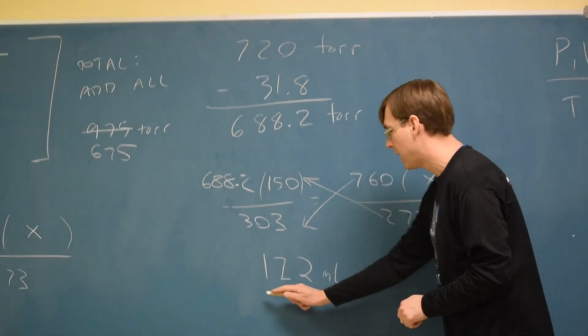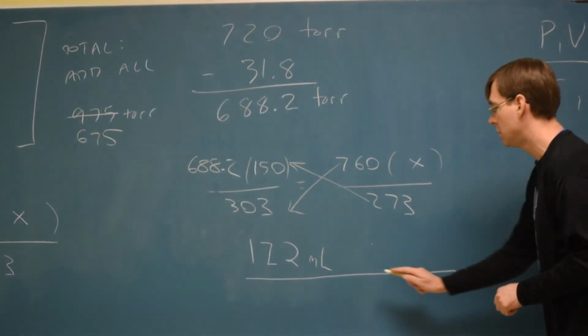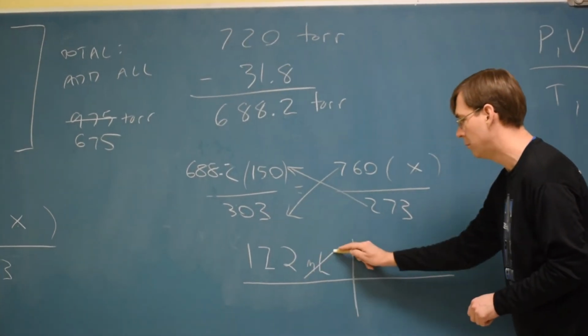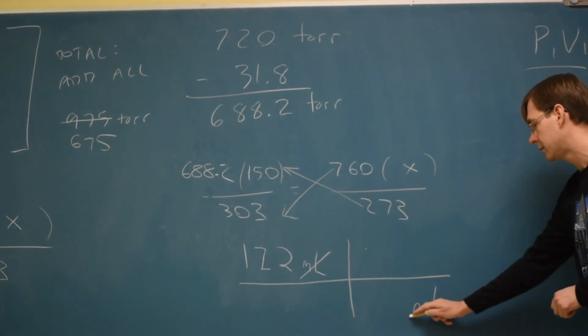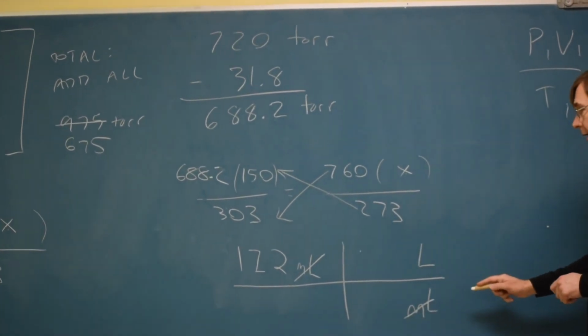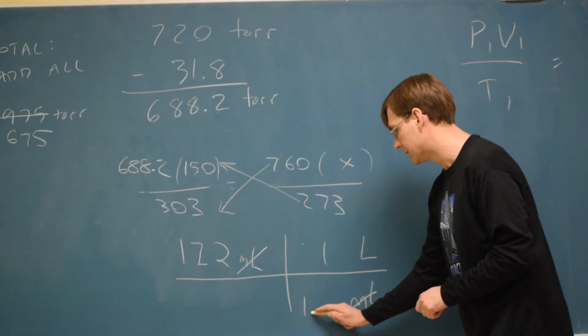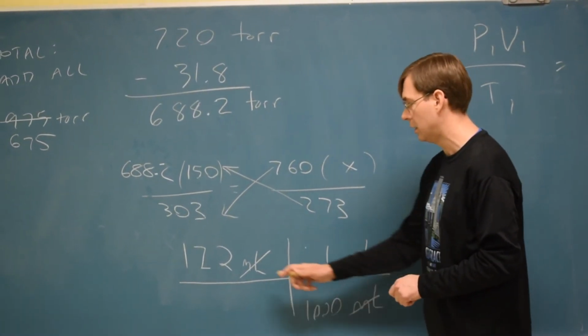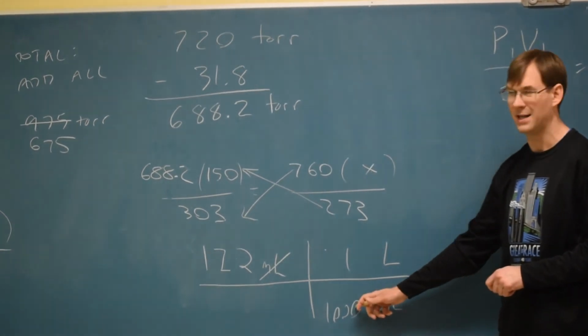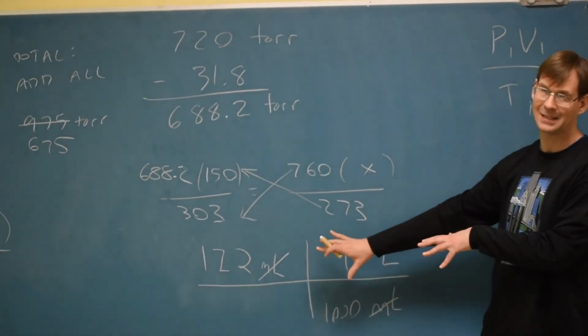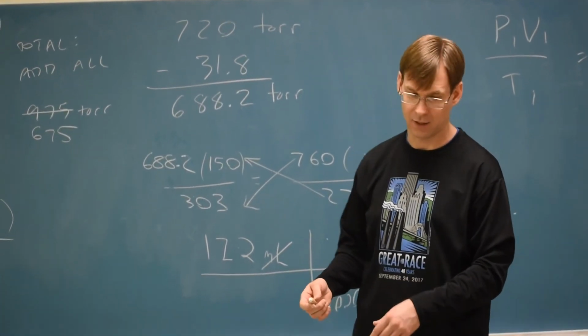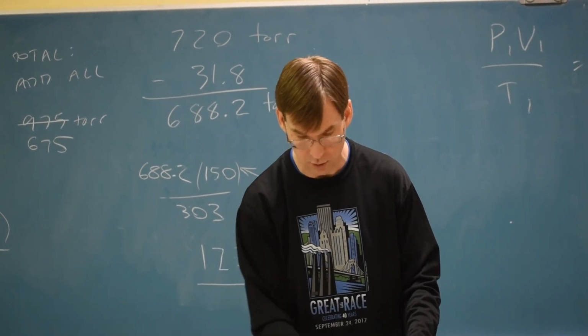But if they had demanded from you liters, you'd have to go like this. Milliliters go away, liters come in, and then 1 liter is the same as 1,000 milliliters. So this would have to divide that to tweak it into liters. They didn't ask that there, but if they ever ask that again, that's what you would do.